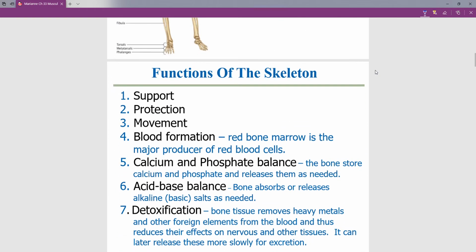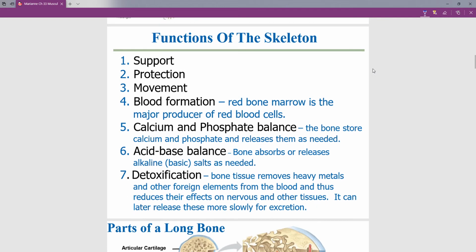The functions of your skeleton and your skeletal system, a lot of these are pretty obvious, and I think you could kind of brainstorm off the top. Your skeleton supports your body, it protects your body and allows your body to move. But on top of that, there are some other functions of your skeletal system. Your bones are where blood cells are made, and so bone marrow is key in that. Red bone marrow, we'll talk about how there's two different kinds of bone marrow, but red bone marrow is the major producer of red blood cells, so RBCs or erythrocytes were the fancy name of that.